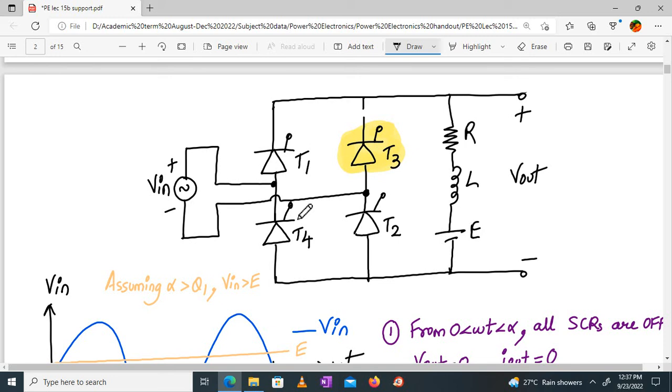Assume that this is damaged. हो सकता है ना, ओपन सर्किट हो सकता है. So T3 है ही नहीं, ओपन सर्किट है. Now calculate your I out average, V out average. तो हमें क्या करना पड़ेगा? We have to go back to basics and conductor working. फटाफट वेवफॉर्म बनानी पड़ेगी इसकी, right?